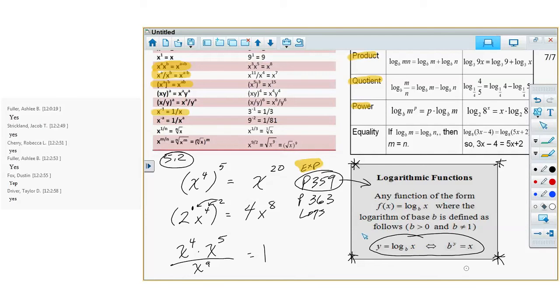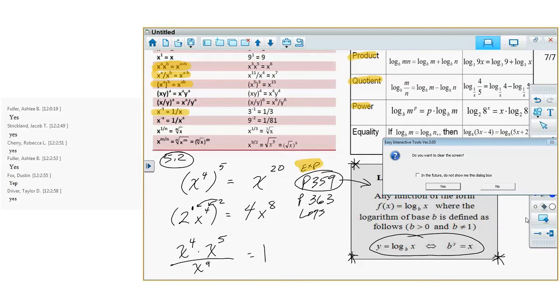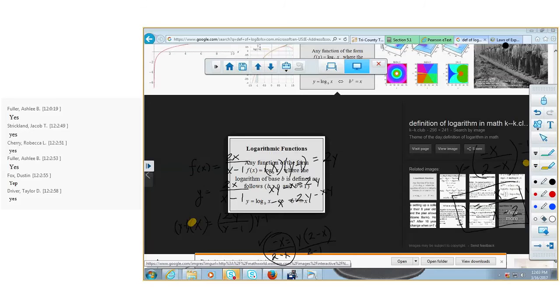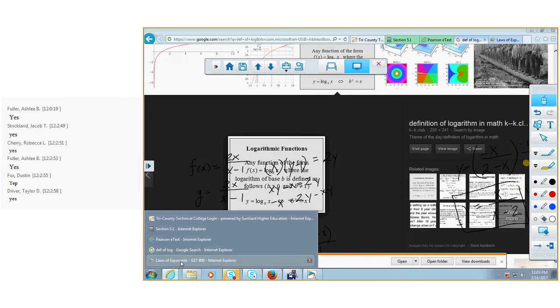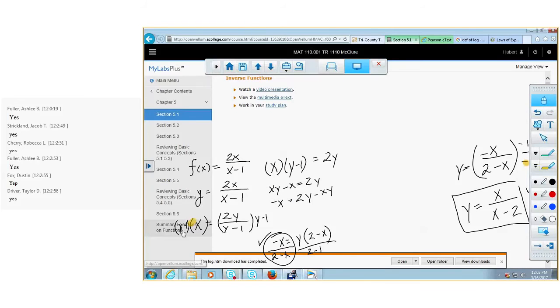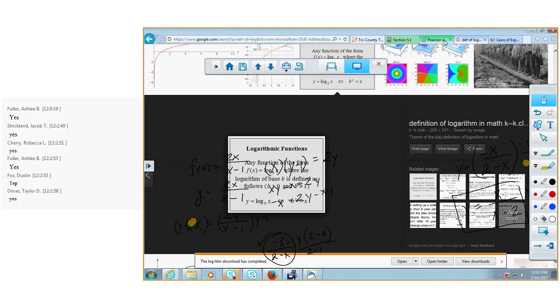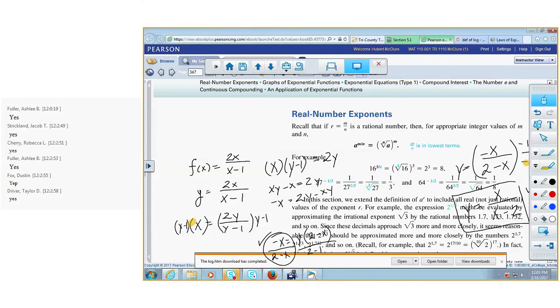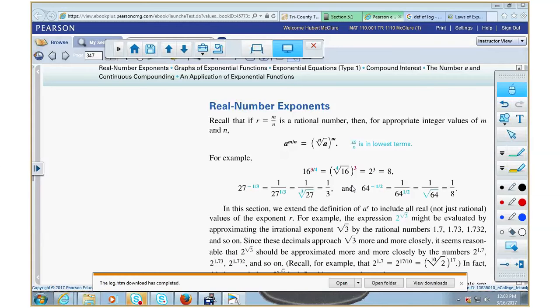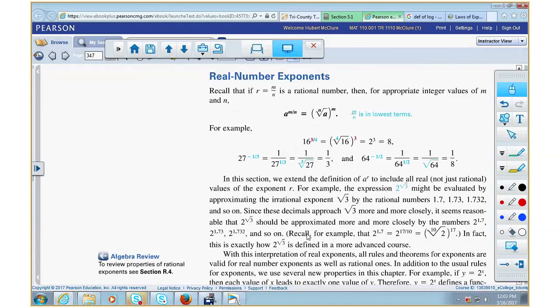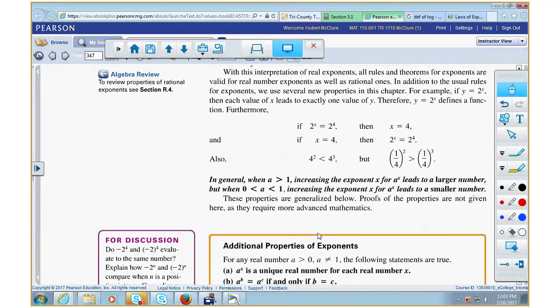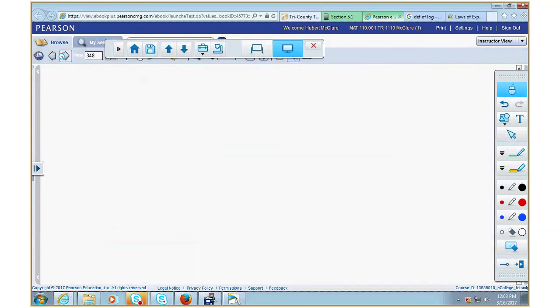All right. So, I don't want to do this, but, yep, I figured that's going to happen. All right, so let me go back to the section. There we go. And real number exponents, that's where we're talking about additional properties of exponents. This is kind of a review for y'all.